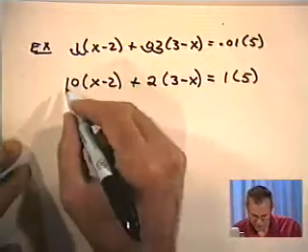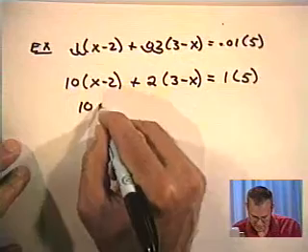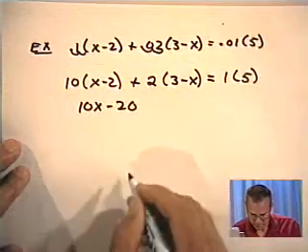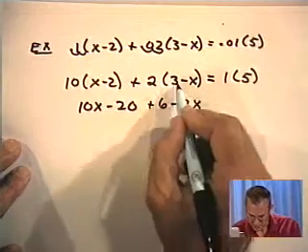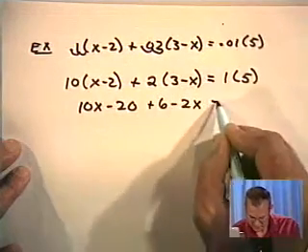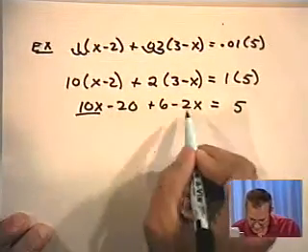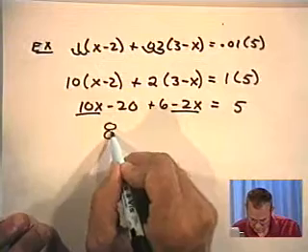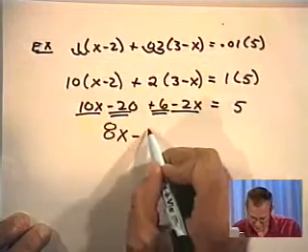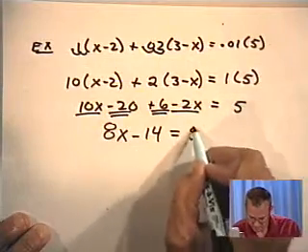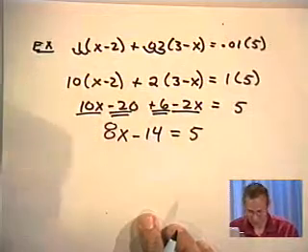Now we'll do the distributive property. Distributing the 10 through this parenthesis gives me 10x minus 20. Distributing the 2 gives me 6 minus 2x is equal to 5. We'll combine like terms. Those are like terms. Negative 14. And notice that with each successive step, the problem gets easier and easier.